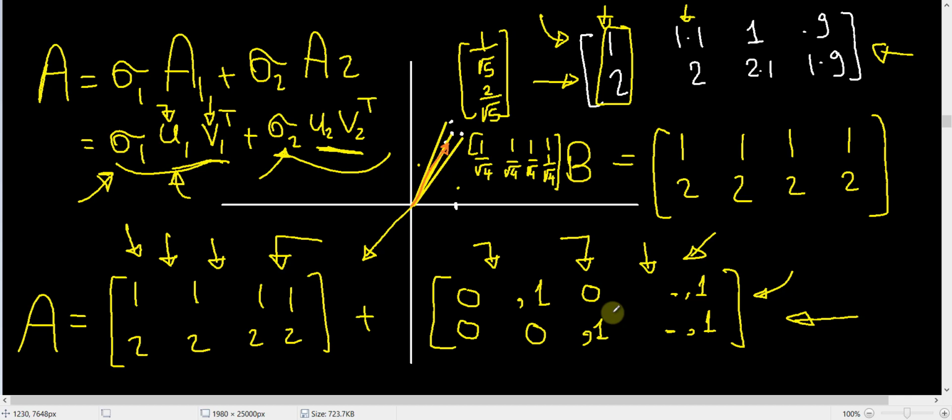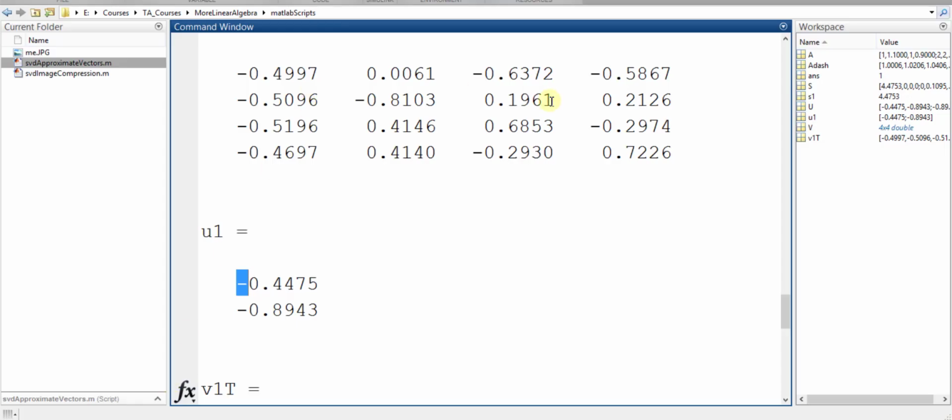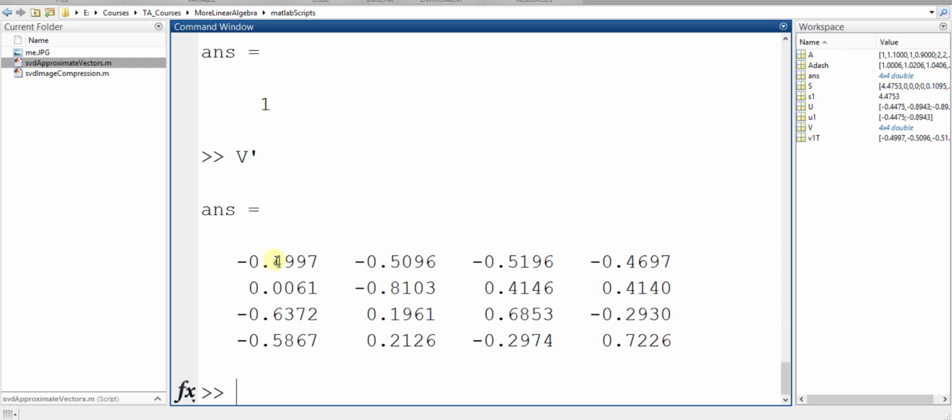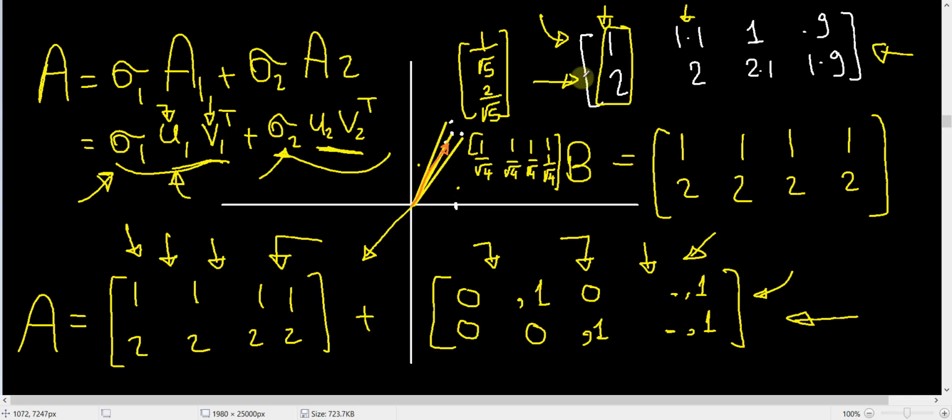Also, if we look at V, we will see that v1 transpose is very close to every row of those matrices, or the components of v1 transpose are highly related to the components of the rows of this original matrix here. So here v1 transpose is actually this first column. This is V itself, so V transpose. The first row right here has components in the range of 1, 1, 1, 1, just as the original matrix right here has components in the range of 1, 1, 1, 1.